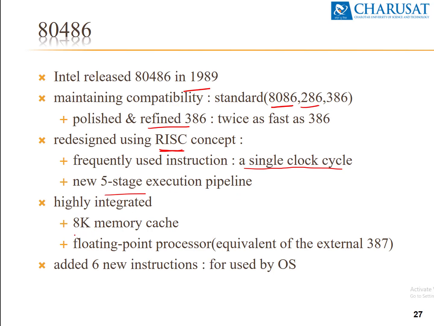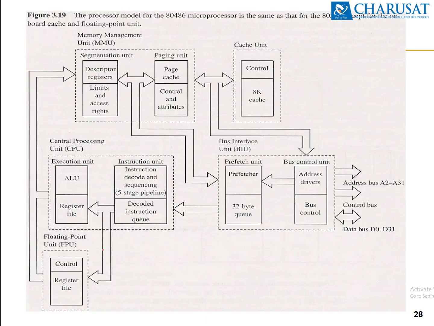It is highly integrated with 8K cache memory. So cache memory was introduced from 80486 onward. They have also introduced floating-point processors, and added 6 new instructions as compared to the 386.